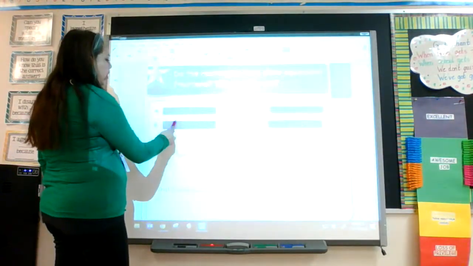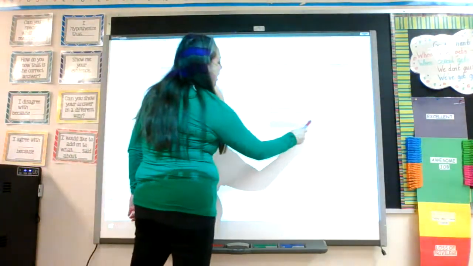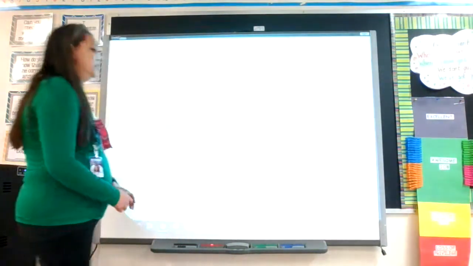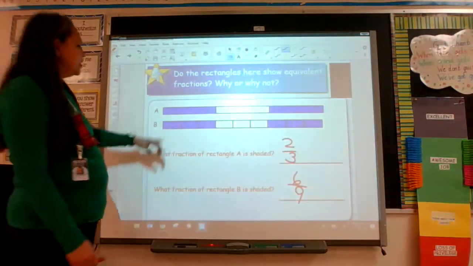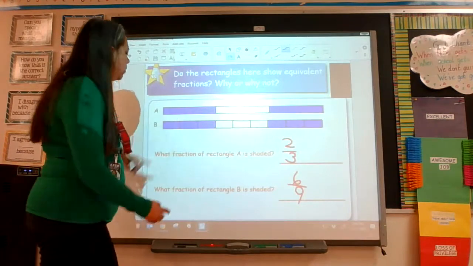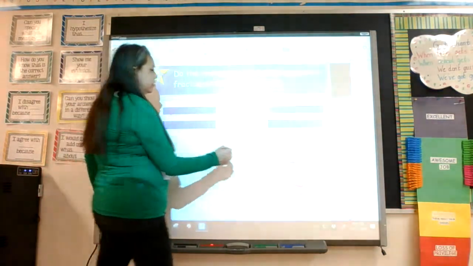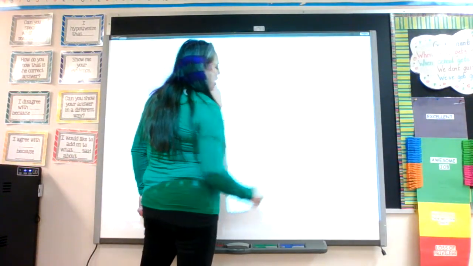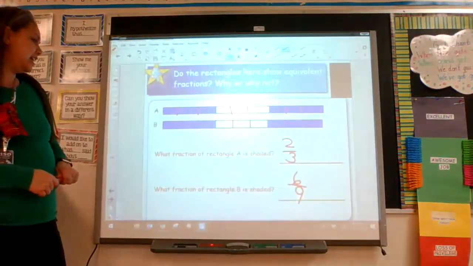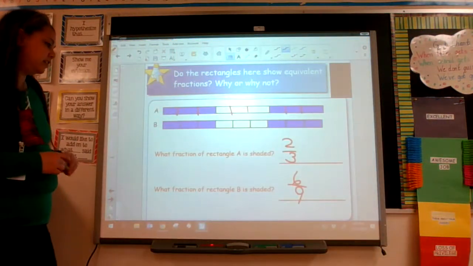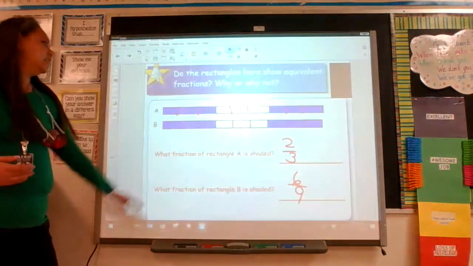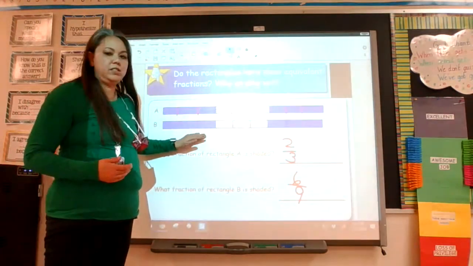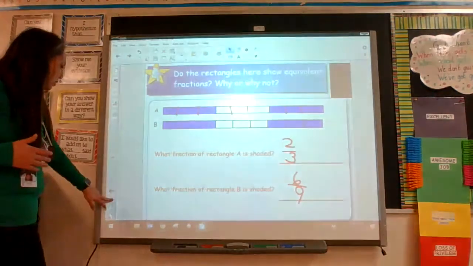Well, let's look here. 1, 2, 3, 4, 5, 6, 7, 8, 9. 9 pieces. And 6 of them are shaded in. Do they show equivalency? Well, if I was to divide this long piece into equal parts, would I get the same? Could I show that? Yes, I can. So yes, they are equivalent, because the same amount is shaded. It's just that this one is not divided up as much as this one is, but they're divided into equal parts. Okay?